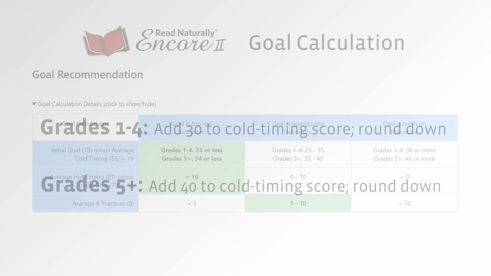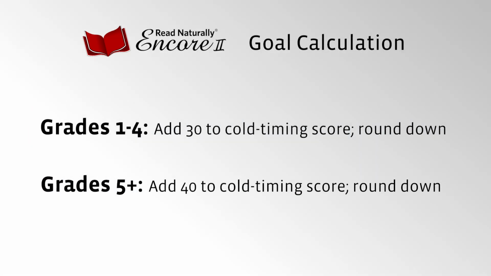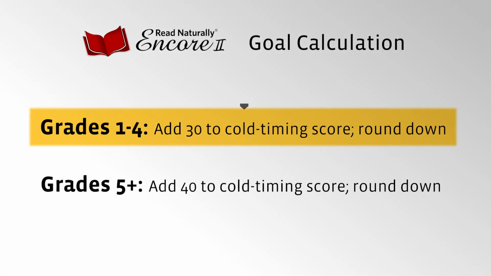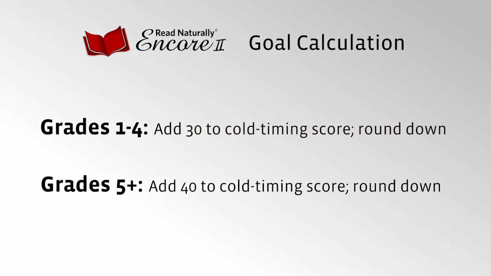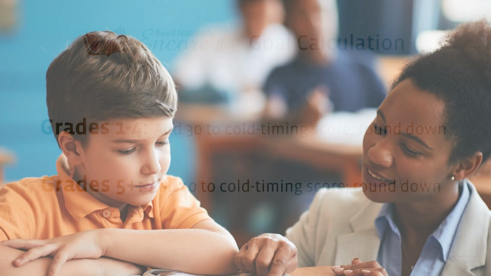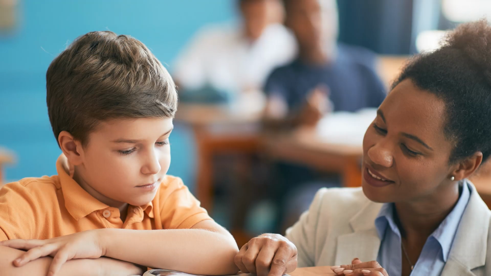To calculate Patrick's new goal, Ms. Wells adds 30 to the cold timing score because Patrick is in 3rd grade. Then she rounds the result down to the nearest 5. Before she raises the goal, Ms. Wells discusses the change with Patrick to make sure he's aware of his higher goal.